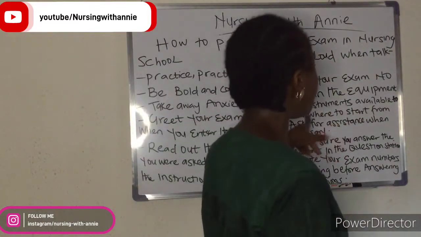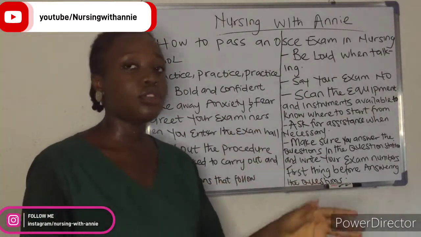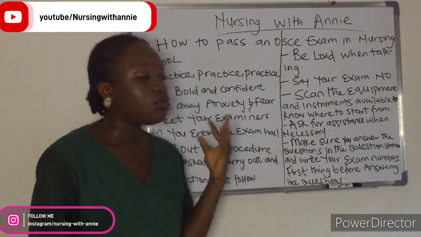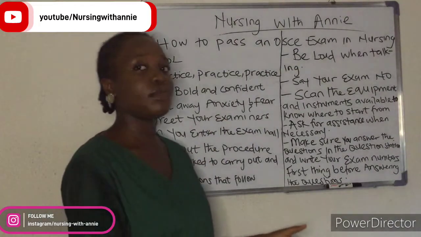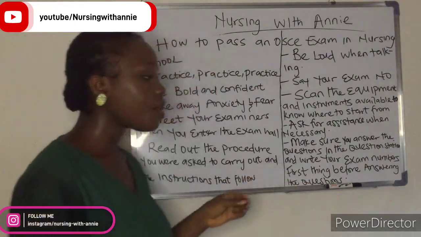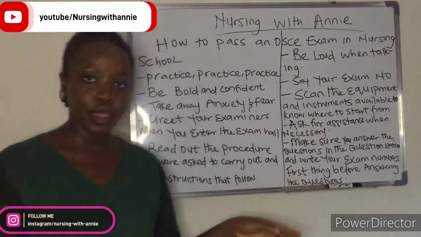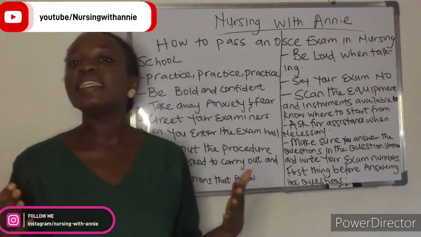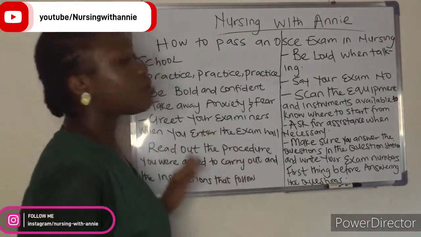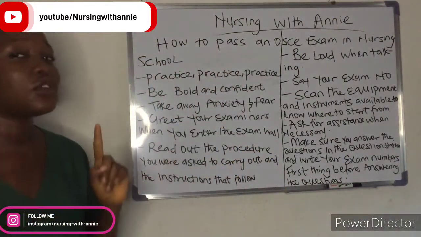Then next is scan the equipment and instruments available to know where to start from. Once you enter the exam hall where the procedure is to be carried out, you should use your eyes to scan for the instruments and the equipment you were given or that was made available to know where to start from. For example, you are asked to assist a patient with oral care. Most times what we have in mind is oral care of an unconscious patient. Do you understand? Most times the procedure that is common when it comes to oral care is for the unconscious patient.